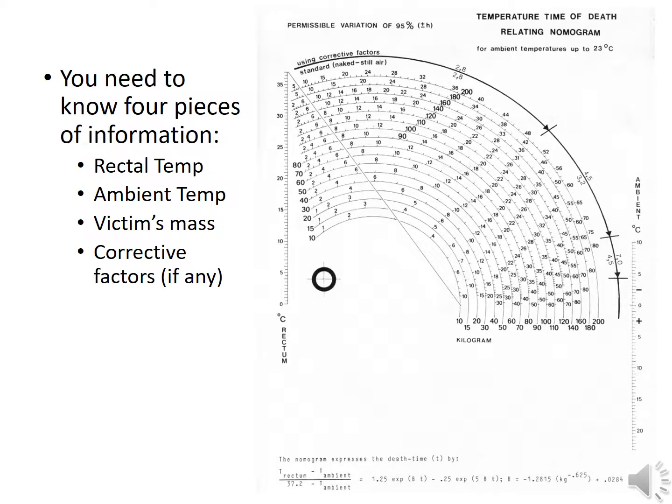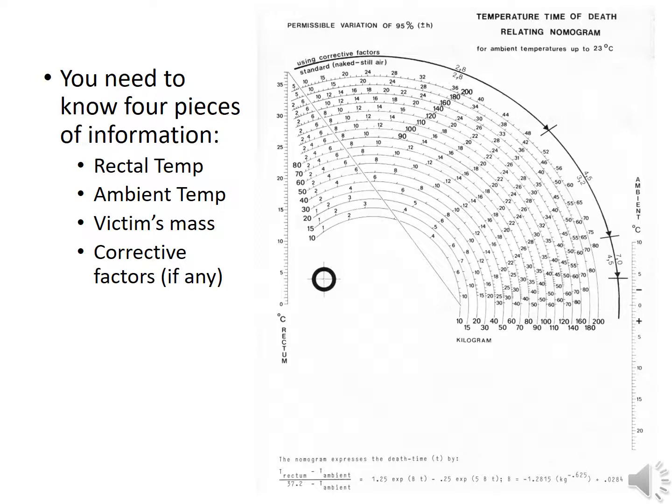Okay, so we see on the right-hand side of the slide the standard temperature time of death relating nomogram. It's also referred to as a nomograph in the text, so we'll use those terms interchangeably. We see that it has a series of temperatures and kilogram masses, and it looks a little off-putting maybe, but once you get the hang of these things, they're not just easy, but fun. In order to solve nomogram problems, you have to know four pieces of information.